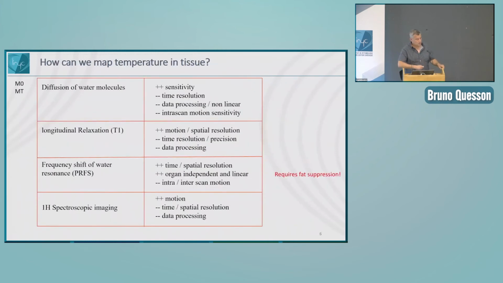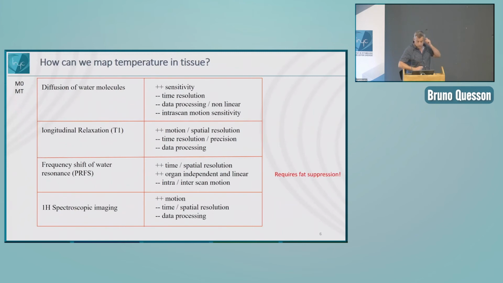So now comes the question, how can we measure temperature? Fortunately, there are a lot of parameters that modify the contrast on MR images and that are sensitive to temperature change. I did not mention specifically the advantages and drawbacks of M0 and MT. M0, of course, is based on the Boltzmann equilibrium. If you change the temperature, you change the population of the two levels, and this is very difficult to measure precisely.